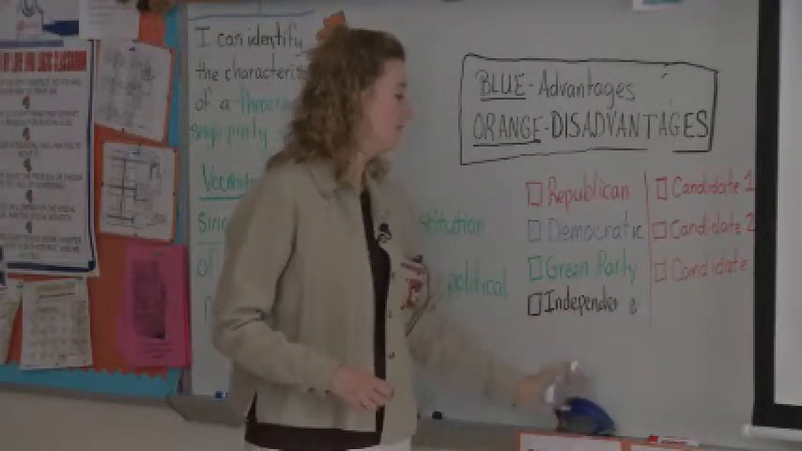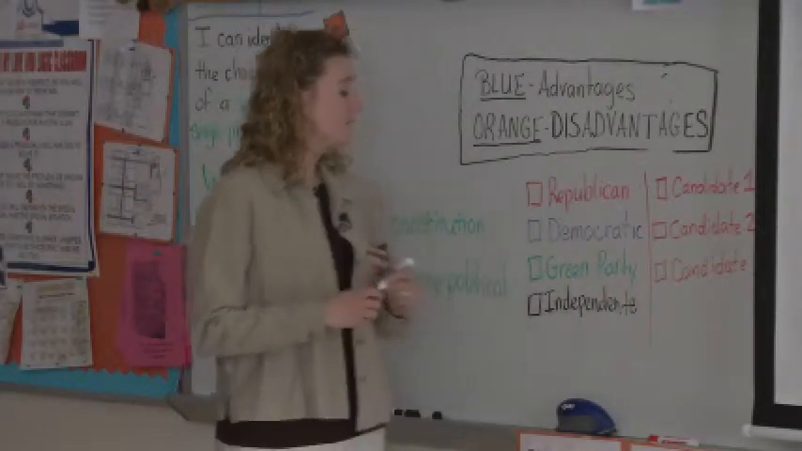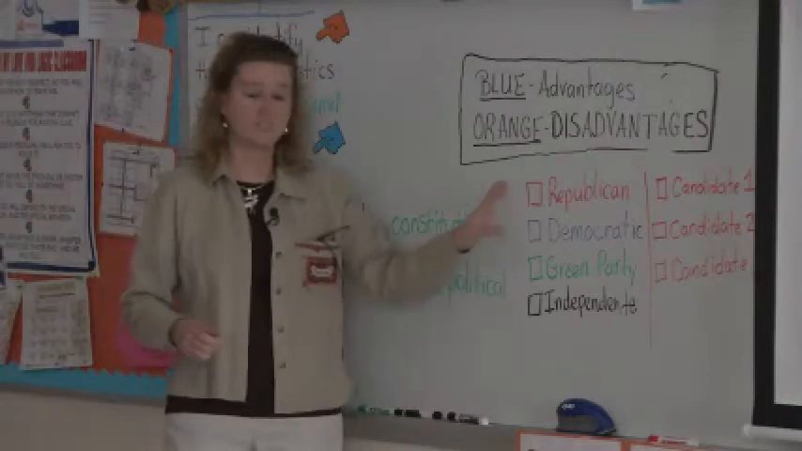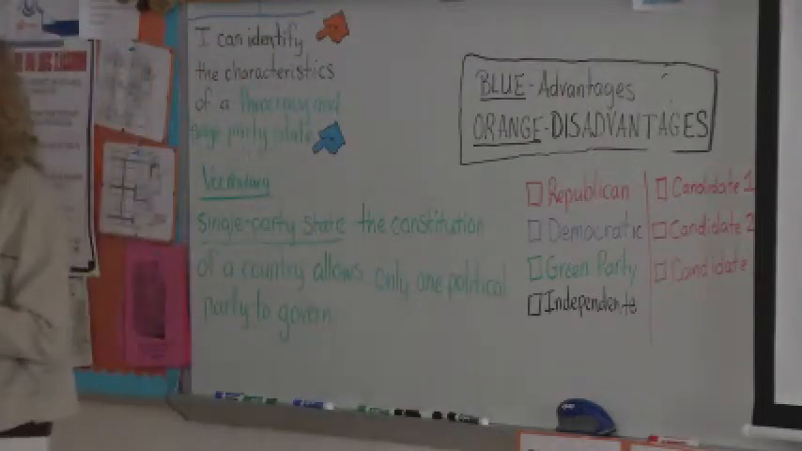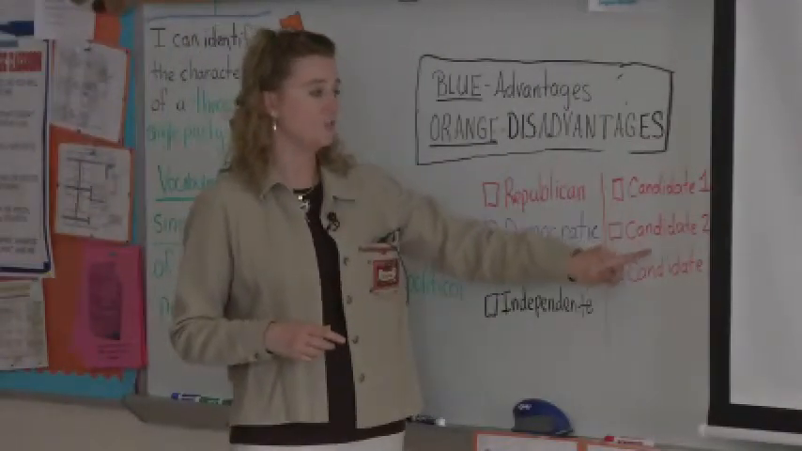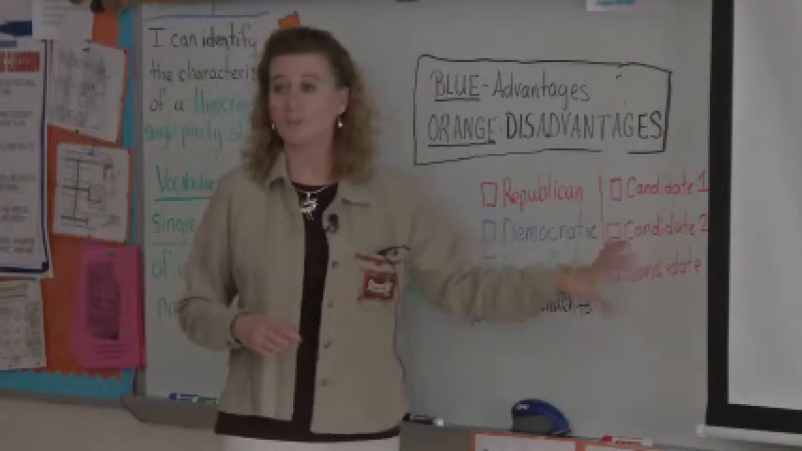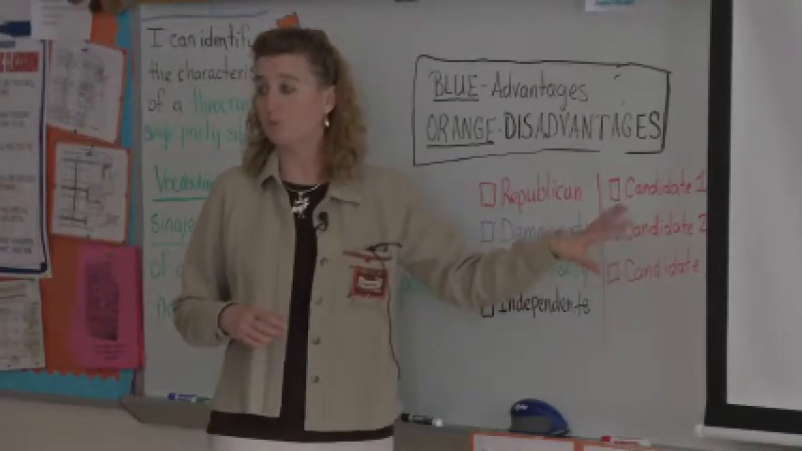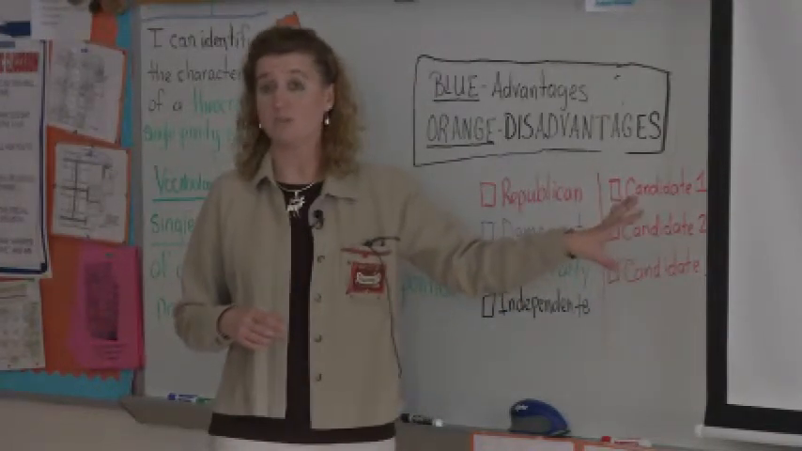I gotta spell that right. And you have a choice. Each of these represents a different platform, a different set of ideas. In a single party state, you might go into the voting booth and you will see candidate one, candidate two, candidate three. But just looking at the colors, what can you tell about what political party these candidates belong to?